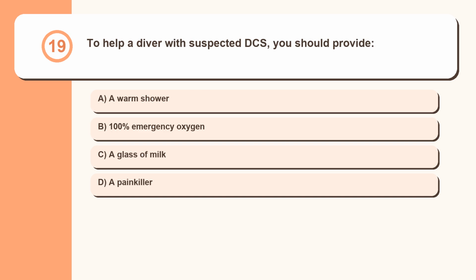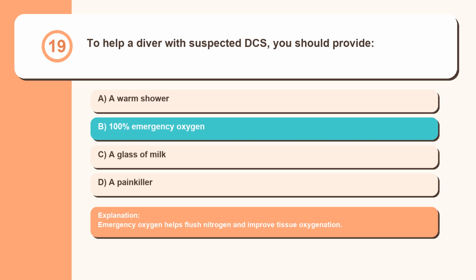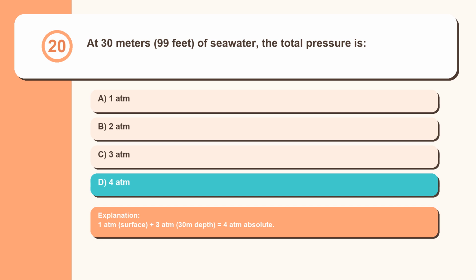Question 19. To help a diver with suspected DCS, you should provide a warm shower, 100% emergency oxygen, a glass of milk, a painkiller. Emergency oxygen helps flush nitrogen and improve tissue oxygenation. Question 20. At 30 meters, 99 feet of seawater, the total pressure is 1 atm, 2 atm, 3 atm, 4 atm. 1 atm, surface, plus 3 atm, 30 m depth, equals 4 atm absolute.